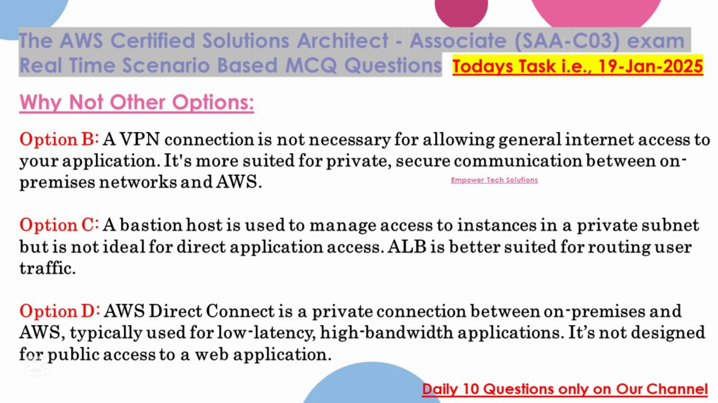Option D, AWS Direct Connect is a private connection between on-premises and AWS, typically used for low-latency, high-bandwidth applications. It's not designed for public access to a web application.